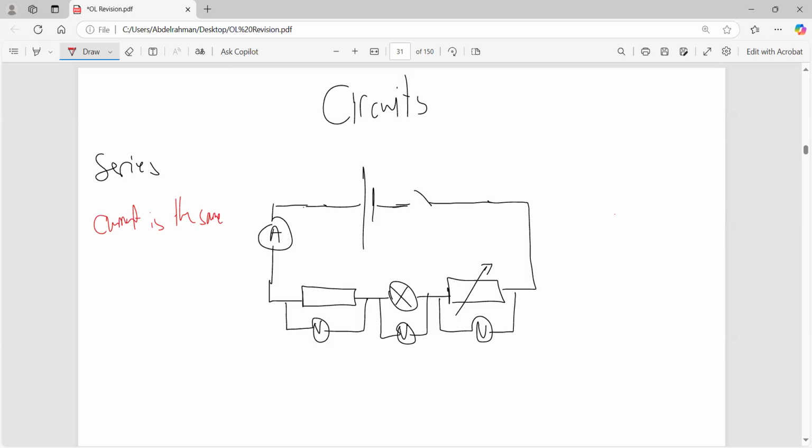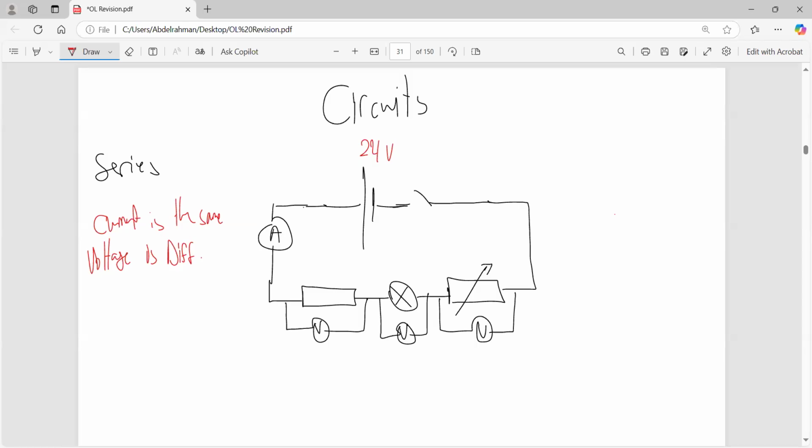What about the voltage? What about the potential difference? No, the voltage is different. How is the voltage different? For example, if the voltage of the battery is 24 volts, then this 24 volts will be divided onto these three components. It doesn't necessarily have to be equal. It doesn't have to be 8 volts, 8 volts, and 8 volts.